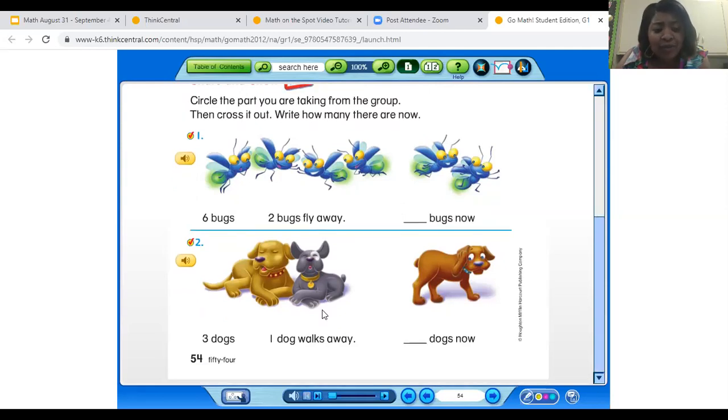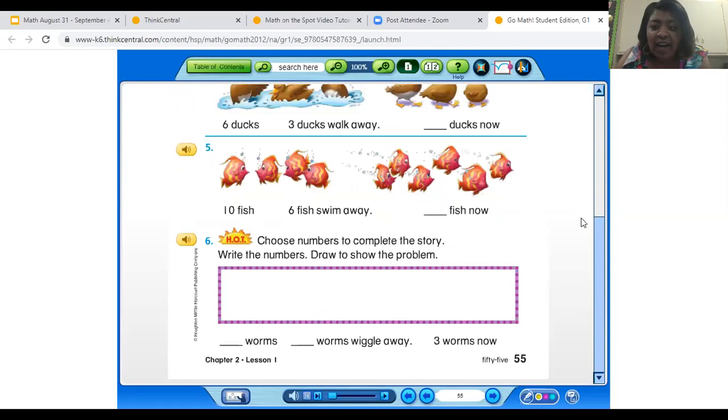Let's look at number 2. There are 3 dogs. 1, 2, 3. And this little dog right here, he is walking away. So there are a total of 3, but 1 walks away. How many are there now? That's right. There are only 2 dogs. Awesome job. Let's turn to page 55.